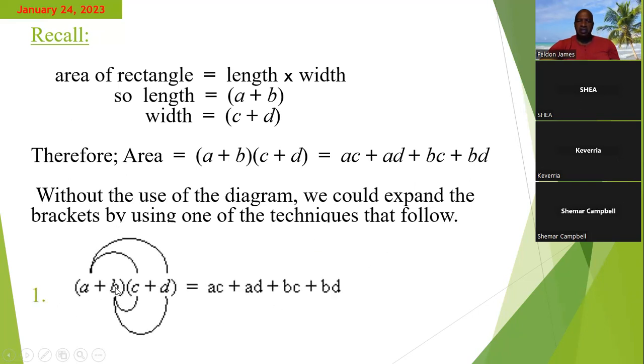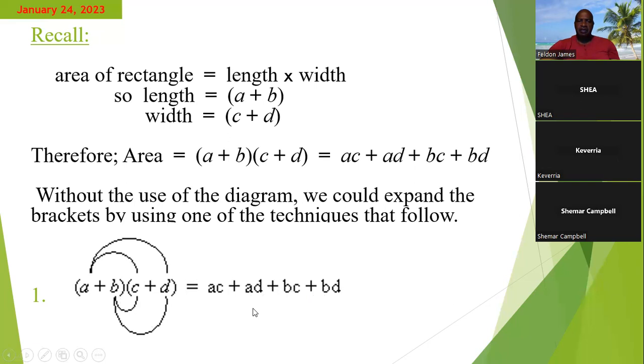So we just look at how to use this one. This one is the distributive property that we applied. All we did first was use the first term in the first bracket and distribute it over the second bracket, and then we get AC plus AD. Then we use the second term, distribute over the second bracket again, and then we get BC plus BD.